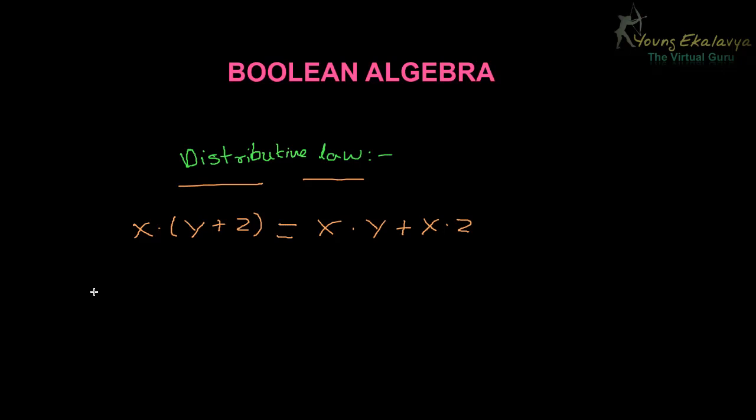So it can be also stated as x or y and z, this is equal to x or y and x or z. So this is our distributive law. So as I have said earlier, you can prove this using our truth table.